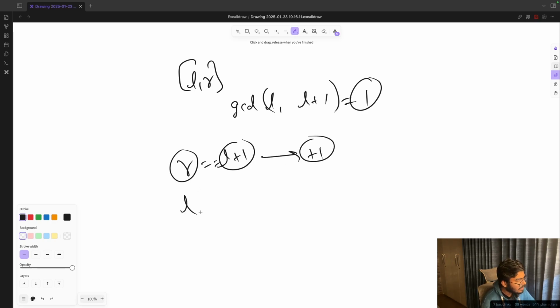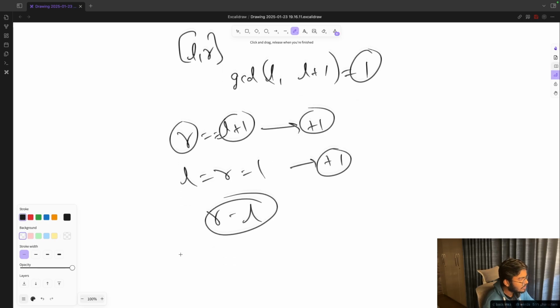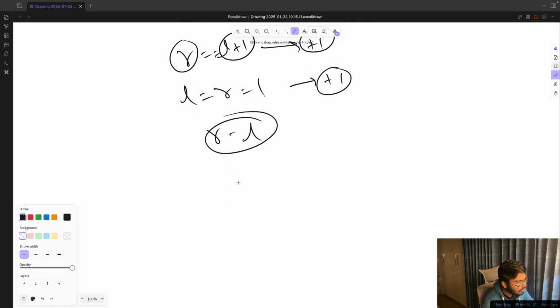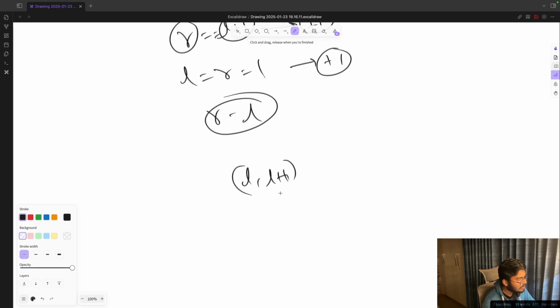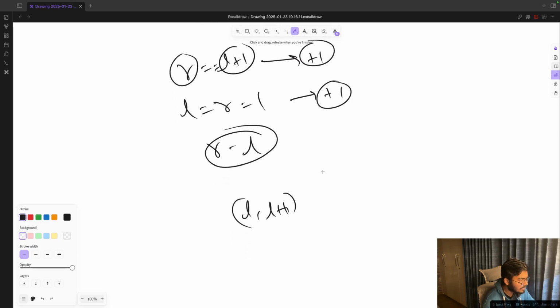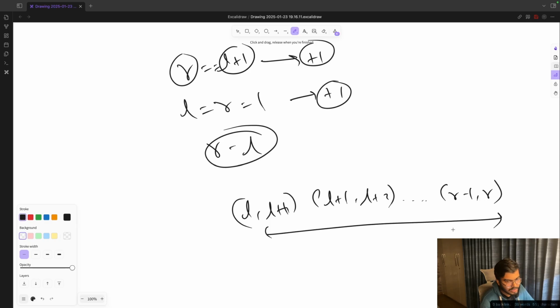If you have L equals R equals 1, then also the answer is 1. Otherwise the answer is simply R minus L. And why is this R minus L? Because all the pairs of L and L plus 1 will be minimal coprime. So this will be one pair, L plus 1 and L plus 2 will be another pair, and this goes on till R minus 1 comma R. If you count how many there are, it will be equal to R minus L. So these are the number of pairs that are minimal coprime.